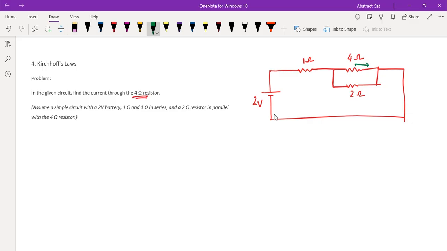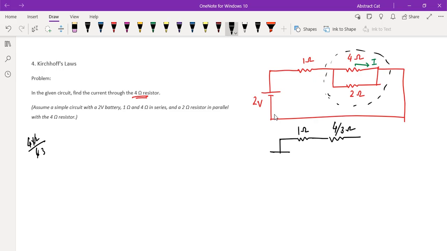How to solve this? First, the 1 ohm is in series with the parallel combination, so first solve the parallel connection. 4 cross 2 by 4 plus 2, that is 8 by 6, which is 4 by 3 ohm. That is the new circuit resistance, 4 by 3 ohm.